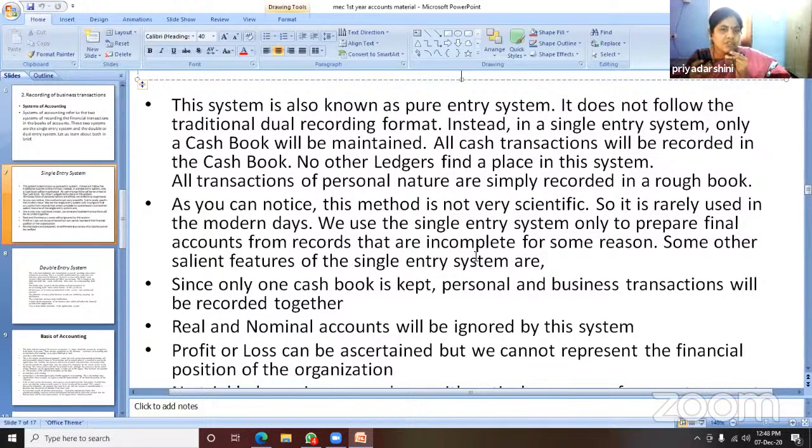So some salient features are that only the cash book is kept. Personal and business transactions are recorded together. All the transactions related to personal as well as business transactions are kept in a rough book. Real and nominal accounts are ignored in this system. We will come to know what real accounts and nominal accounts are under the double entry system. The double entry system is a systematic record of transactions. So here, real accounts and nominal accounts are ignored completely. They do not follow real accounts and nominal accounts.